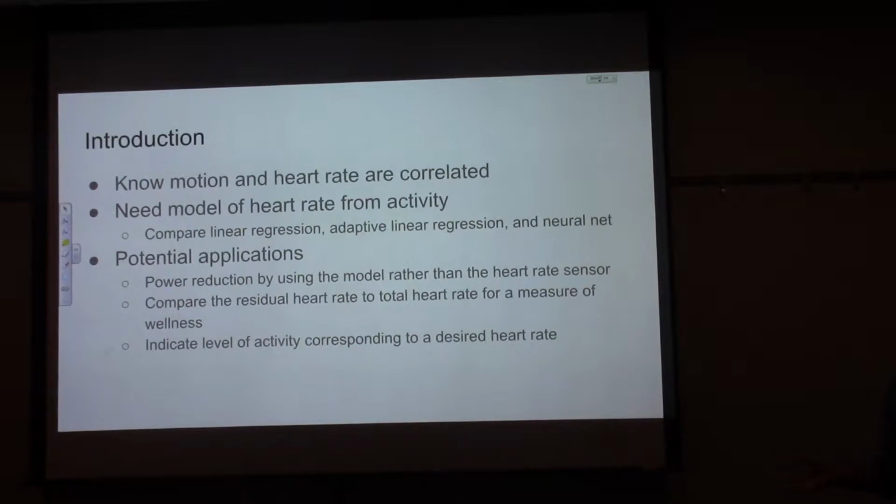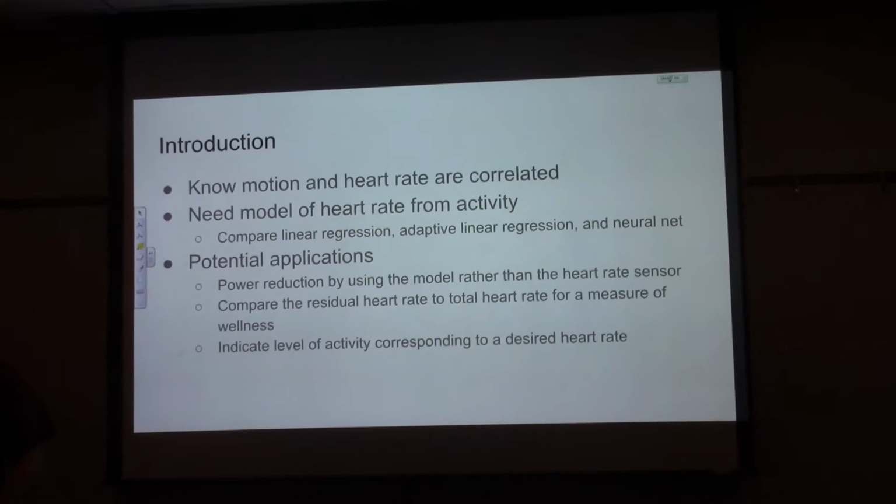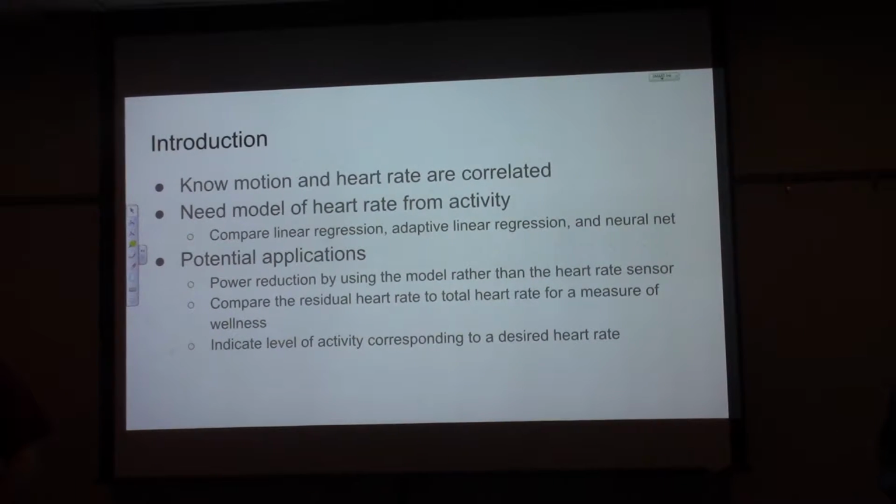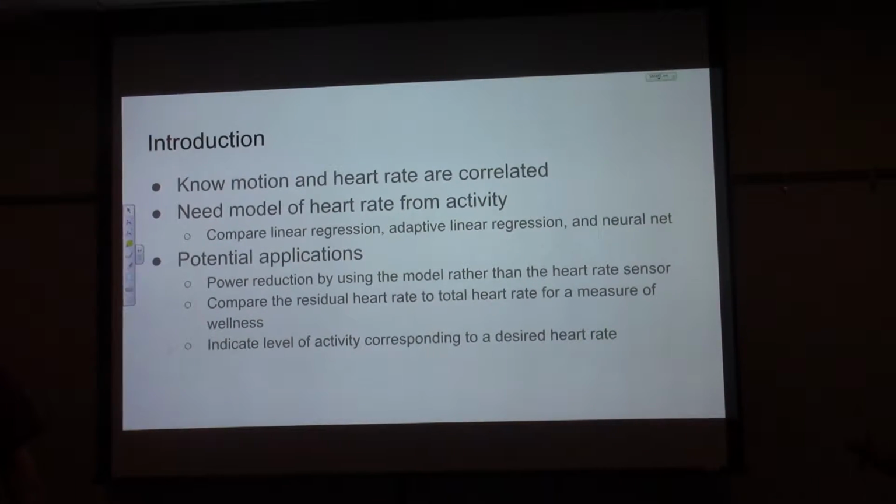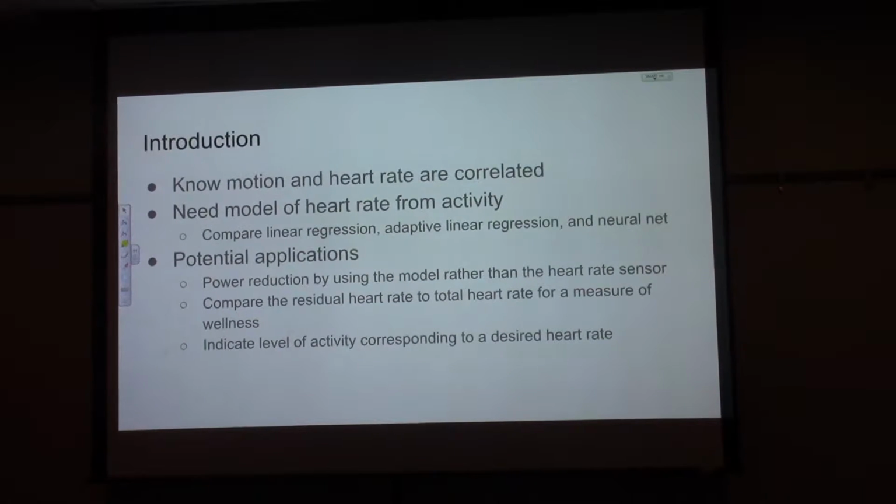From our previous work, we know that motion and heart rate levels are correlated. Motion isn't the only thing that impacts heart rate, but it is a major factor. So we'd like to model heart rate based on these activity levels. For our project, we compared a simple linear regression, a more advanced linear regression, and a couple of neural networks that we tweaked to fit our needs.